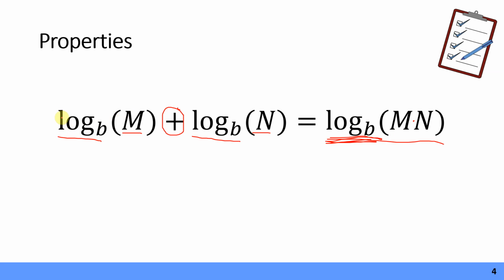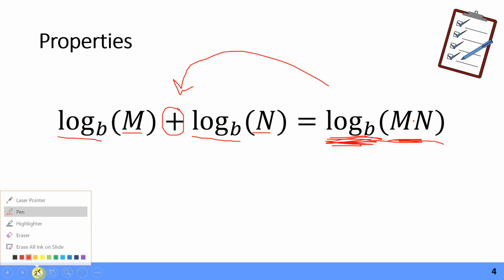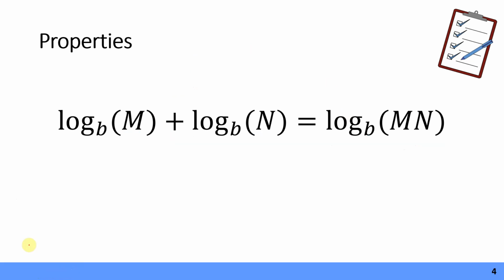So look at this. You no longer have two logs. Now you have one, but whatever was inside the parentheses is now together in one parenthesis. And this could also work vice versa. If for some reason you have only one log and whatever is inside is being multiplied, and you want to rewrite it as two logs, you can also go that way. It's at your convenience.